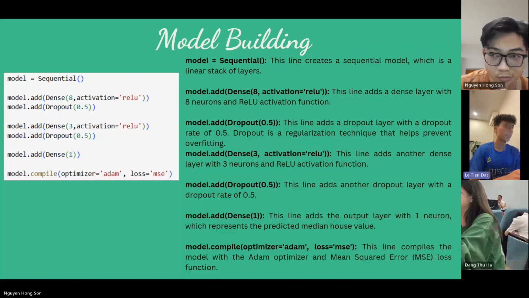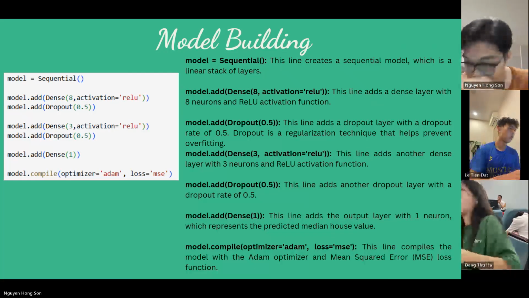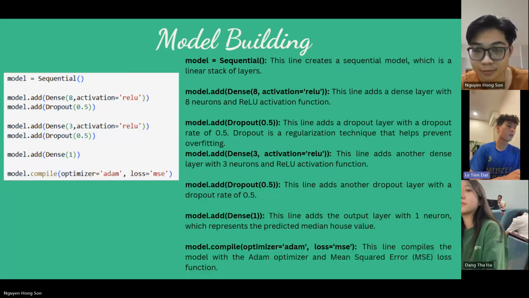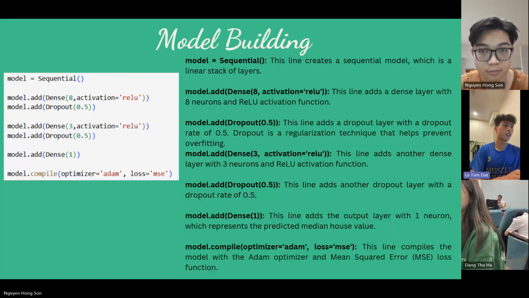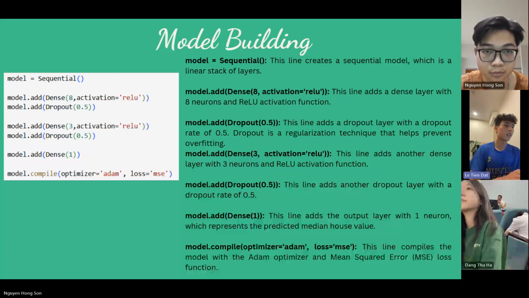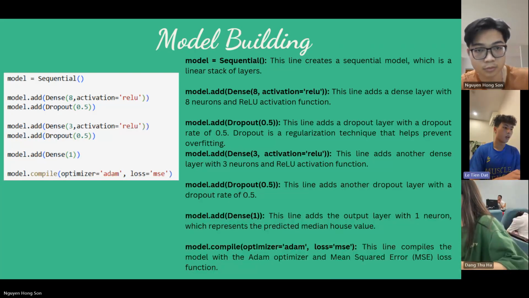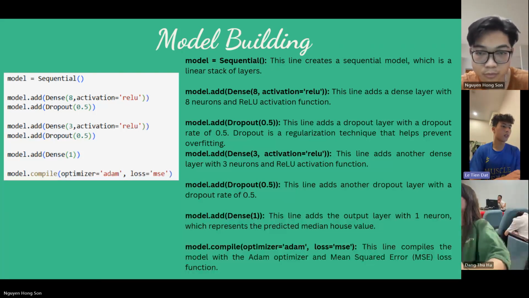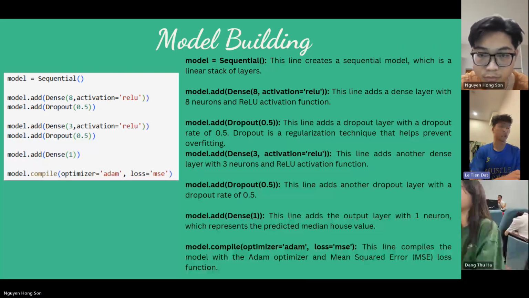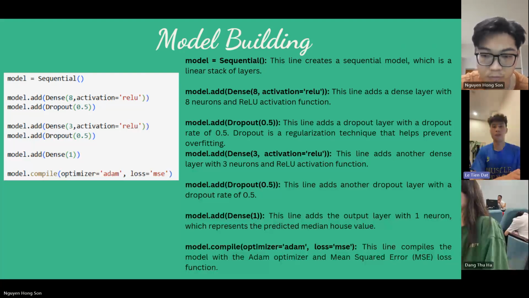And here's the model building. This model creates a sequential model, which is a linear stack of layers. And as you can see, the rest of the model compiles the model with the Adam optimizer and the mean square error, or you can call this MSE, loss function.